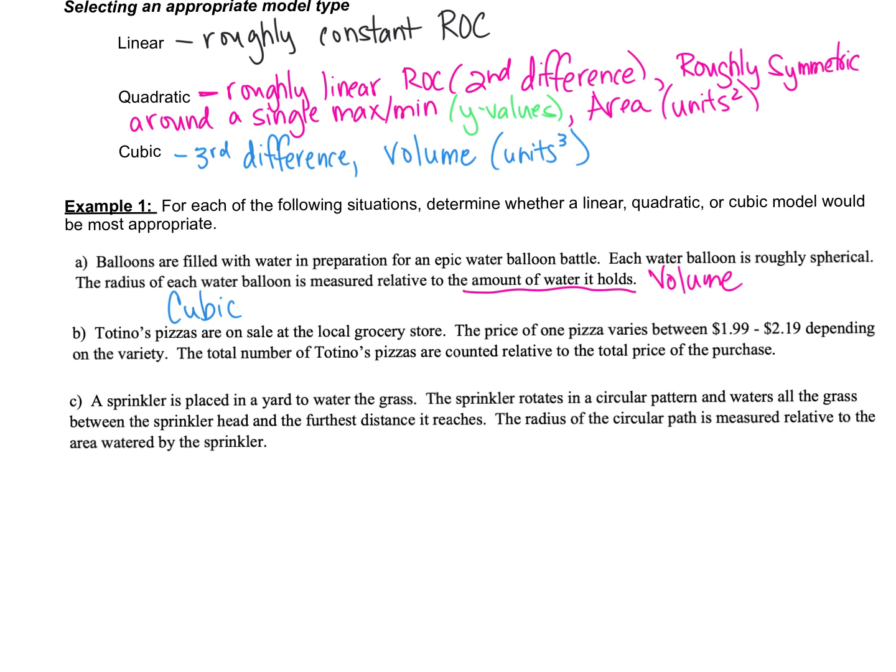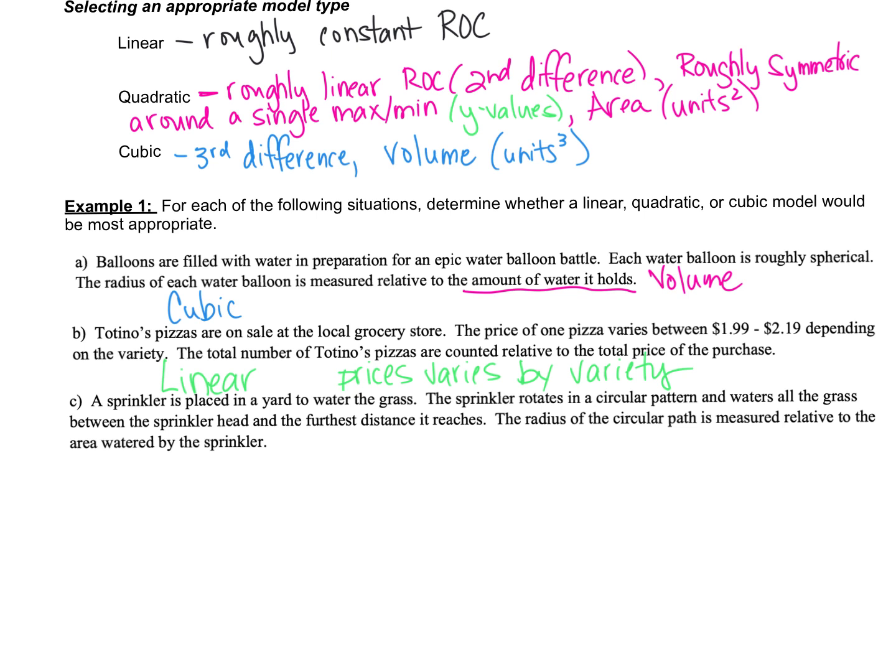All right, anyway. Totino's Pizzas are on sale at the local grocery store. The price of one pizza varies between $1.99 and $2.19, depending on the variety. The total number of Totino's Pizzas are counted relative to the total price of the purchase. What do you think? It is linear, all right. When we talk about why, the price varies by the variety.